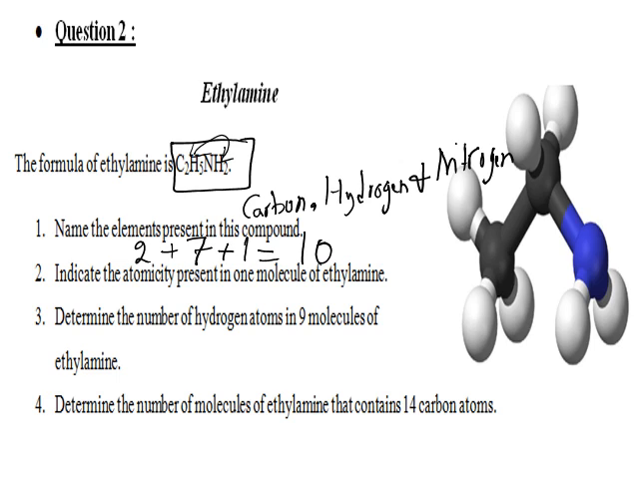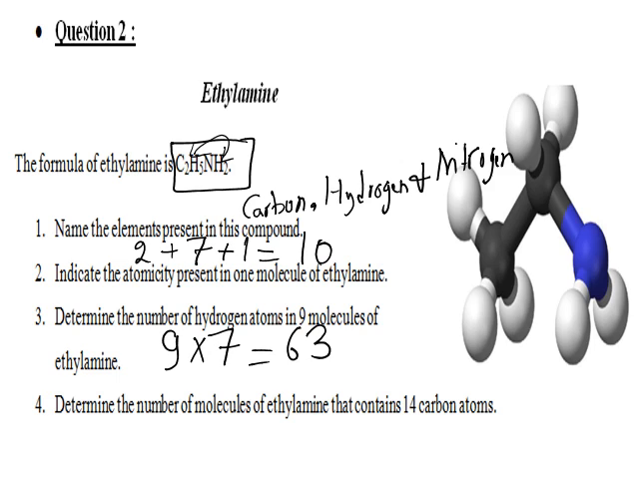How many hydrogen atoms? We have 7. So, in order to calculate this for 9 molecules: in one molecule, we have 7. In 9 molecules, it's 9 times 7, which is equal to 63.